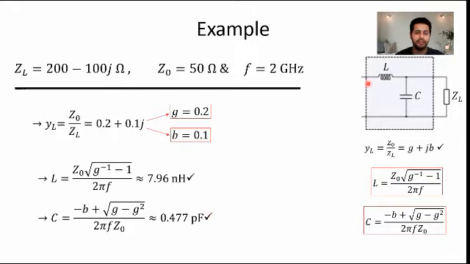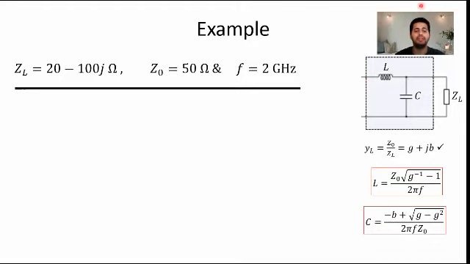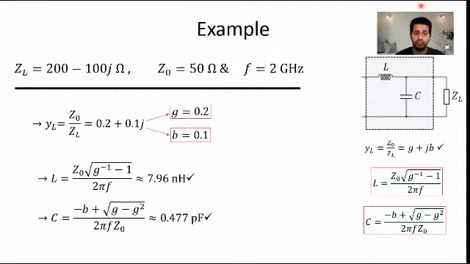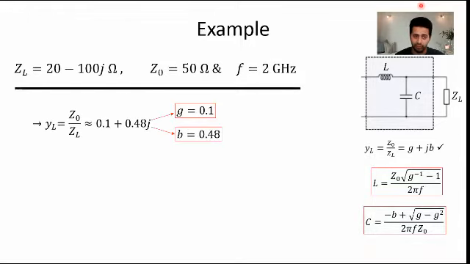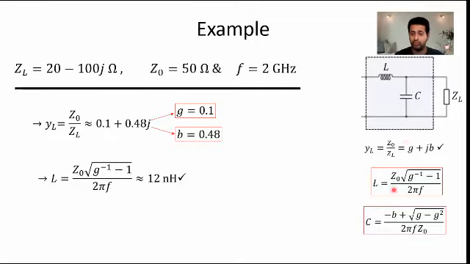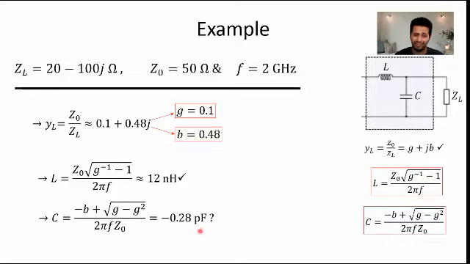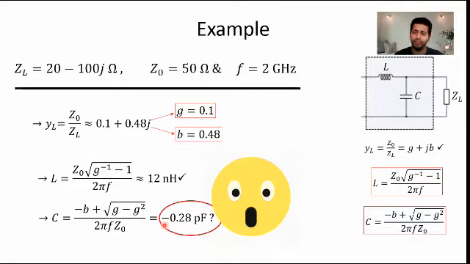Let's take another example, but instead of matching to a load impedance of 200 minus 100j, this time let's take 20 minus 100j. We follow the same procedure. We get the normalized admittance. We substitute here, we get the inductance. We substitute here to get the capacitance. But wait, we get a negative capacitance. How come?